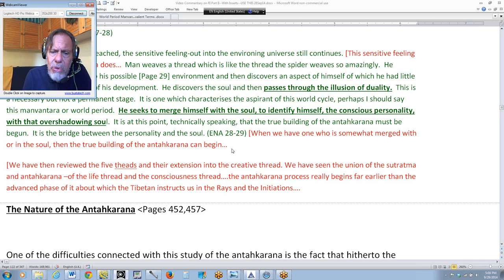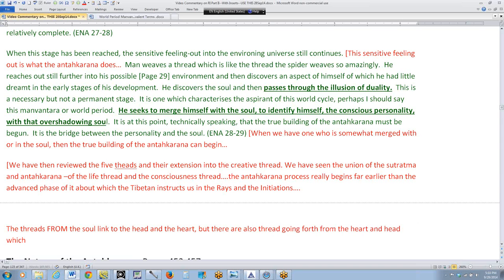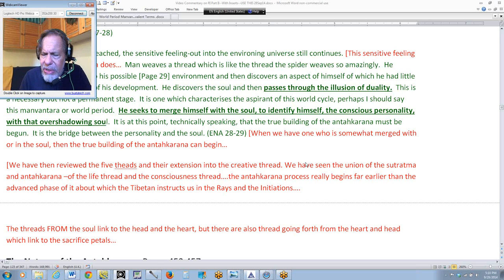And then when we have the fusion of the soul and personality, the sacrifice petals are also involved, and these sacrifice petals are linking again to the heart center and to the head center. But it seems to me that the linking is from the reverse direction. The threads from the soul link to the head and the heart, but there are also threads going forth from the heart and head, which link to the sacrifice petals. So that seems to be a kind of a double linking. It retraces the steps which the soul has made in mastering its instrument.